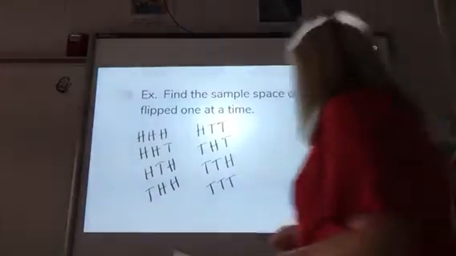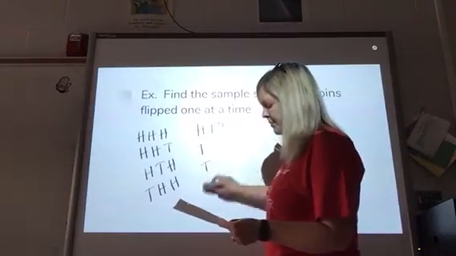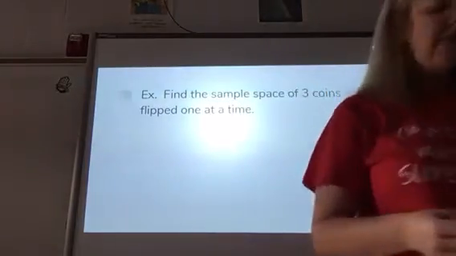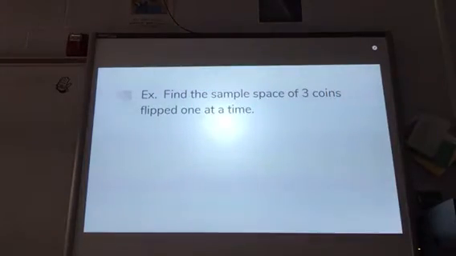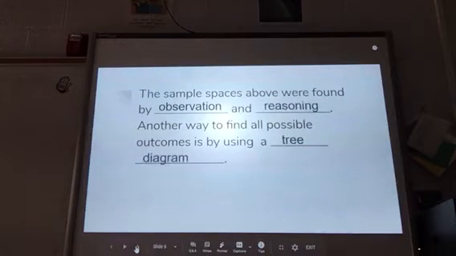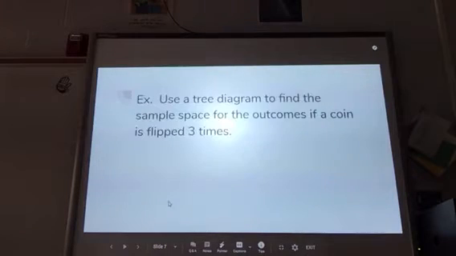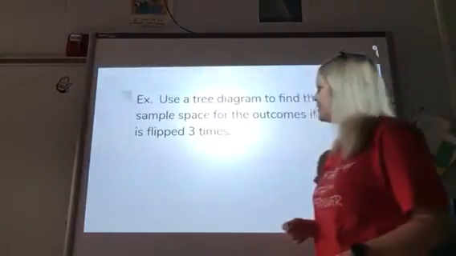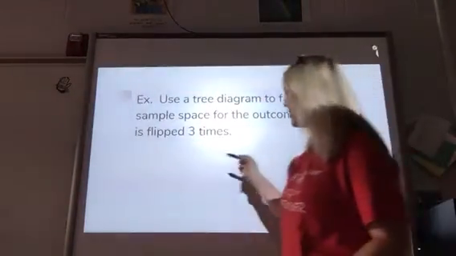Okay, if we keep on going, it says the sample spaces above were found by observation and reasoning. Another way to find all possible outcomes is by using what's called a tree diagram. So if we go to this slide and we draw a tree diagram, you're doing the same thing you did a while ago, but you're just making it look like a tree with branches.